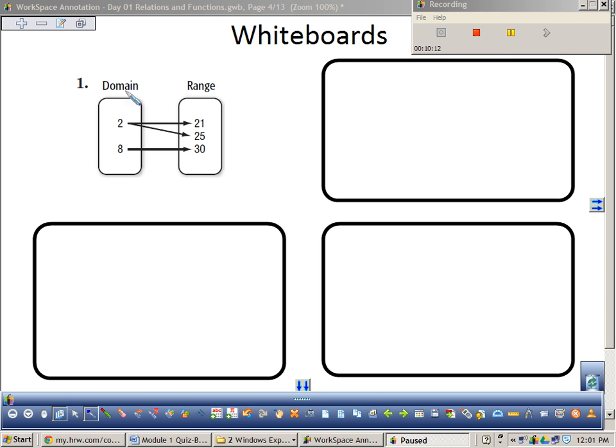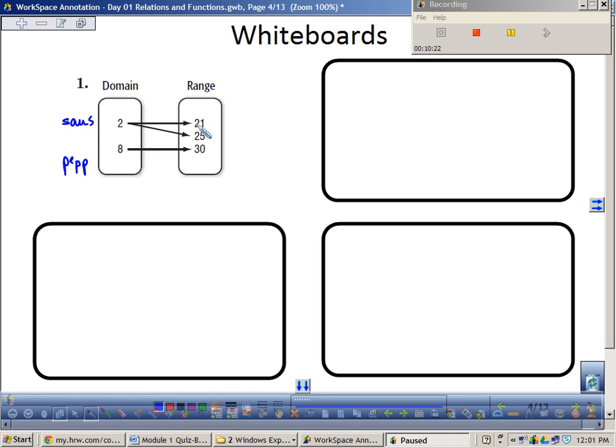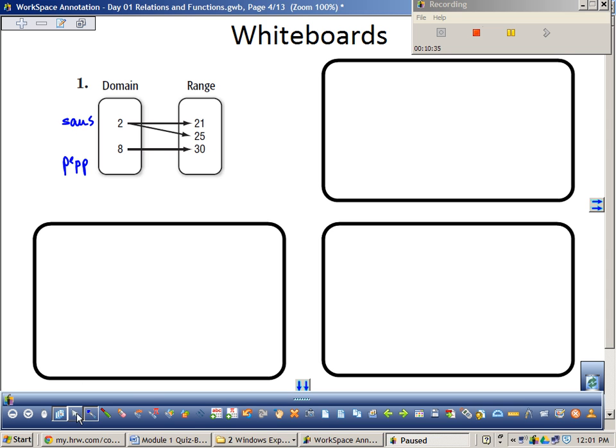Okay, let's call these pizzas. So this is a sausage pizza, and this is a pepperoni pizza. Why don't you guys come up with the analogy before you do it? So if this is a sausage pizza, does sausage pizza cost $21 and $25? Does that work? Is it a function? No, it's not a function. Good.